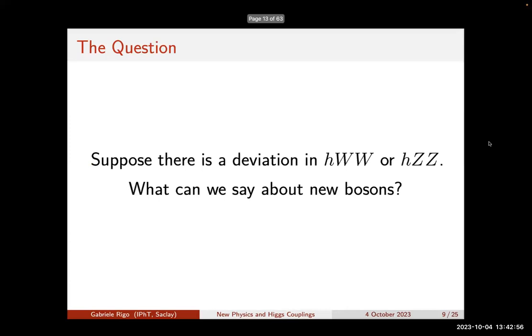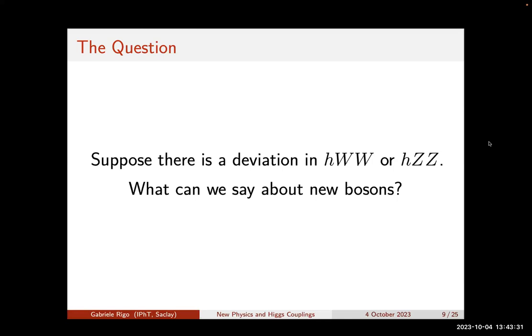So just to make very clear what my goal is, this is the starting point. Suppose that there is some deviation in some couplings of the Higgs, like HWW or HZZ, and that we actually measure it. Then the question that we ask is, what can we say about the scale of new bosons? In particular, new bosons, not only new physics. And I will show you how it is possible to make a concrete statement in this way.